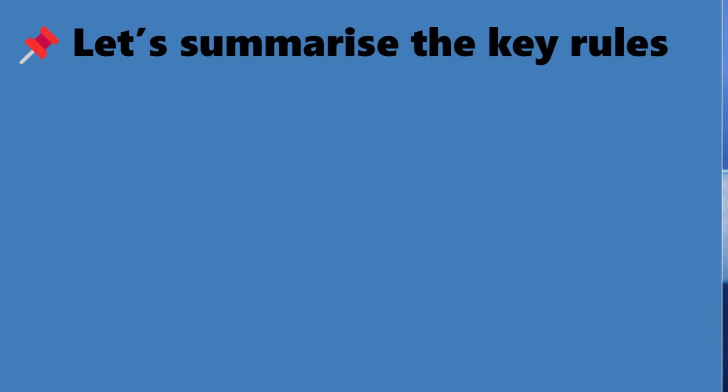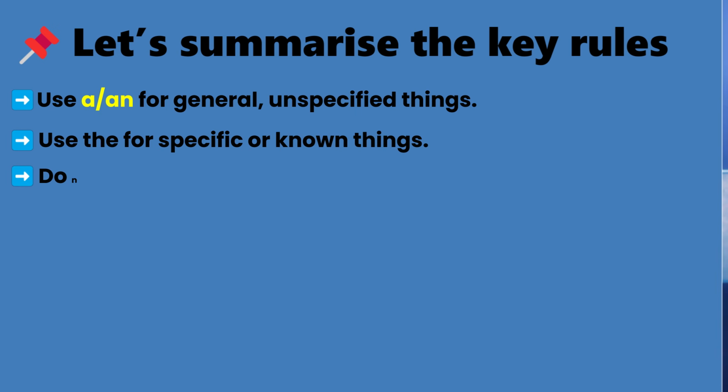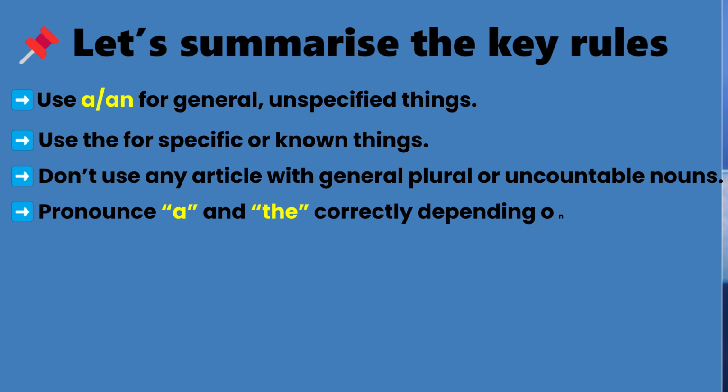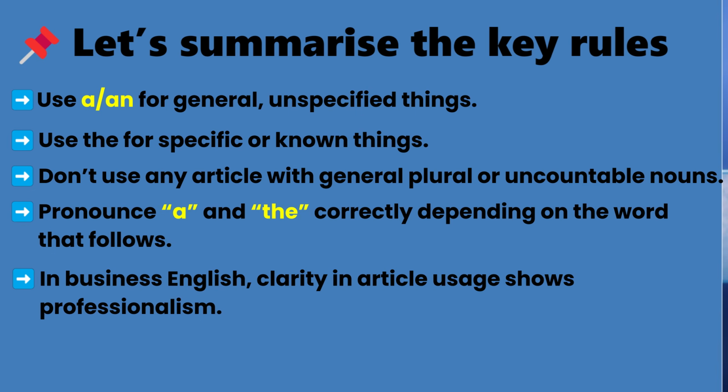Let's summarize the key rules. Use a and an for general, unspecified things. Use the for specific or known things. Don't use any article with general plural or uncountable nouns. Pronounce a and the correctly depending on the word that follows. In business English, clarity in article usage shows professionalism.